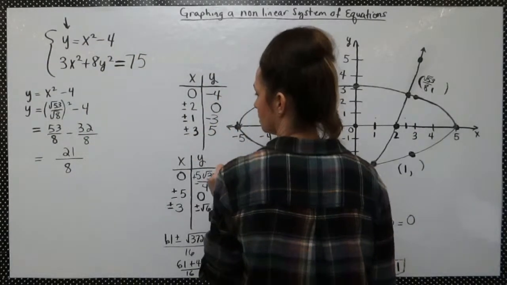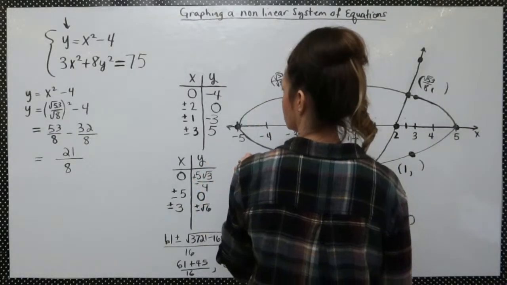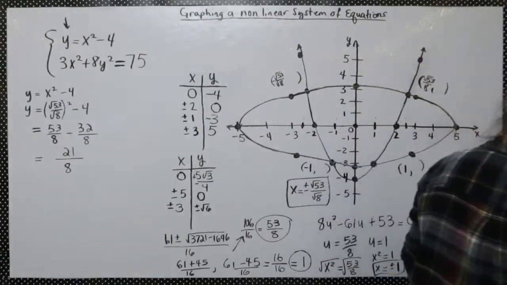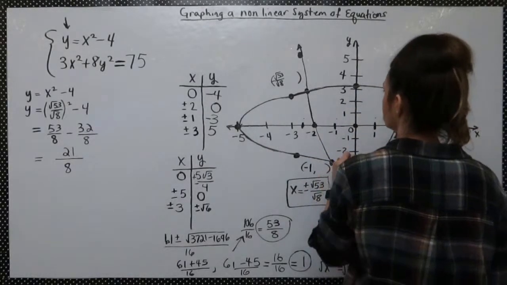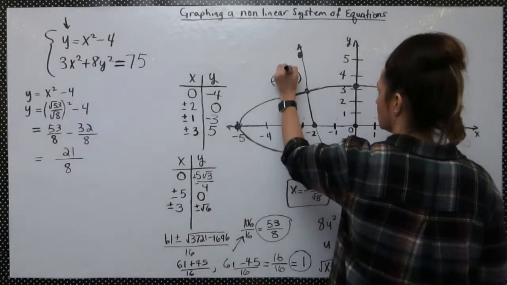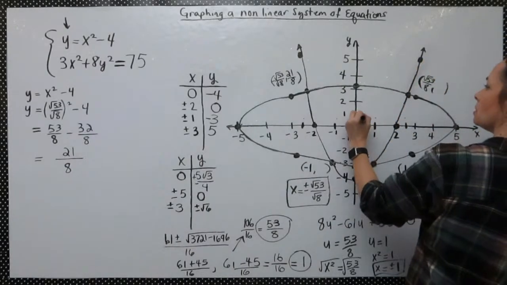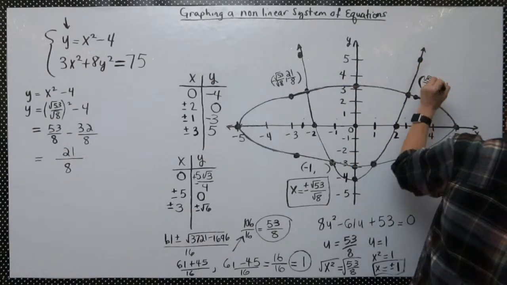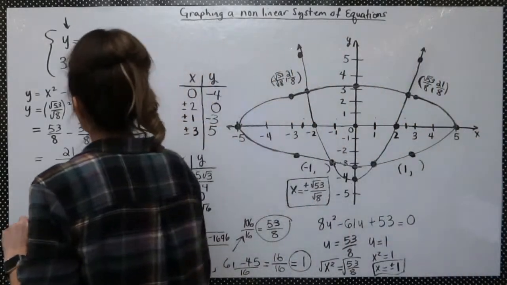So here, this should be 21 over 8. So 21 over 8 is about 2.65. So here it is, 21 over 8. And then this one also should be 21 over 8. So we've got those two.